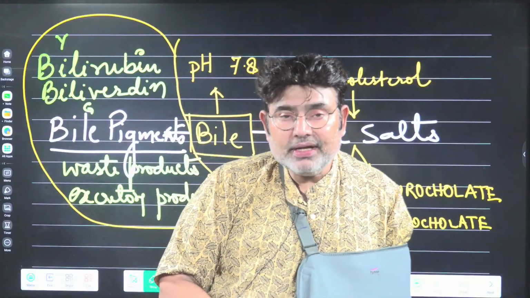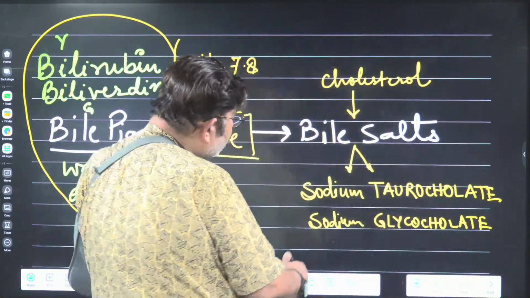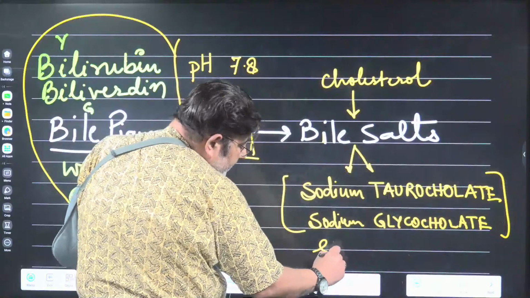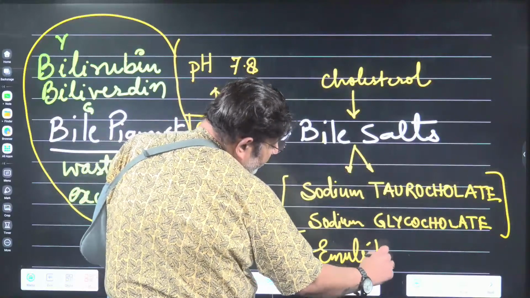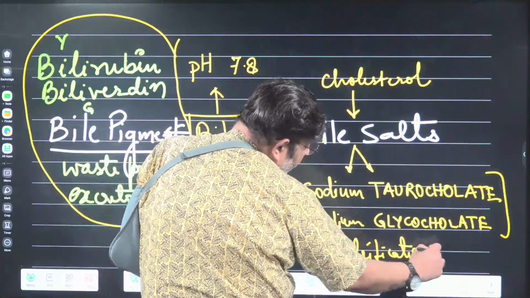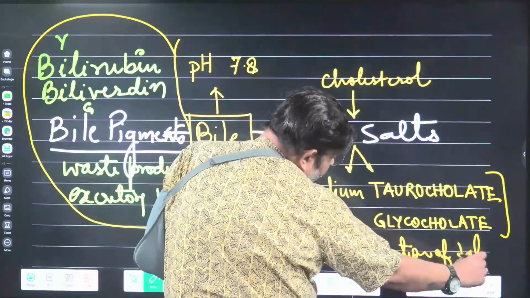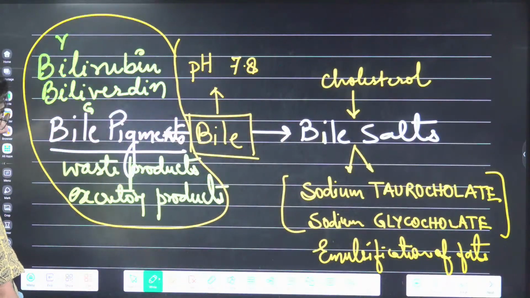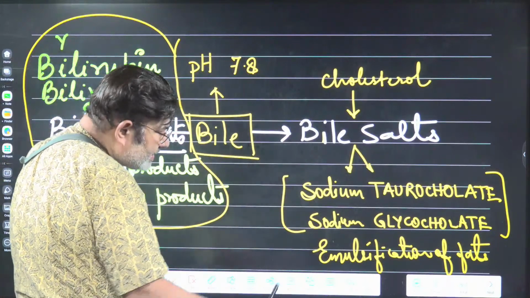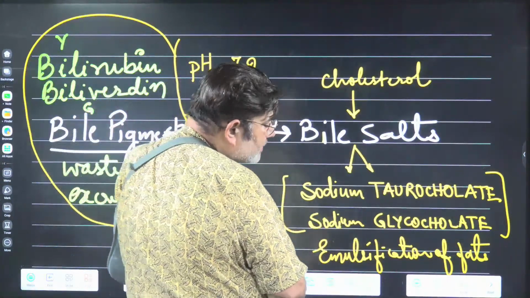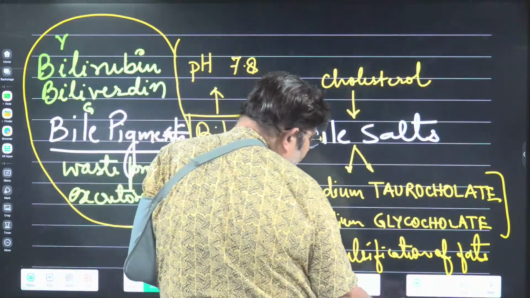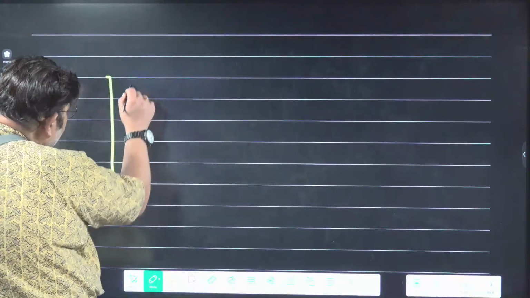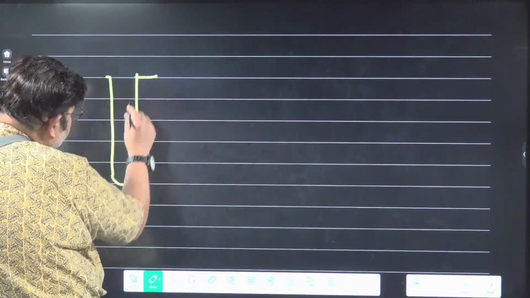These bile salts help in emulsification of fats, of dietary fats. If you add bile salt into a test tube containing oil and water, and you shake just a little bit, you will find that a mixture of oil and water is formed, and that is called an emulsion.